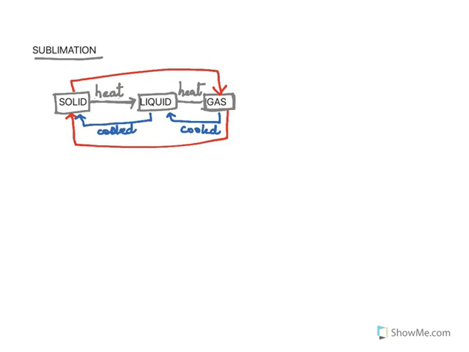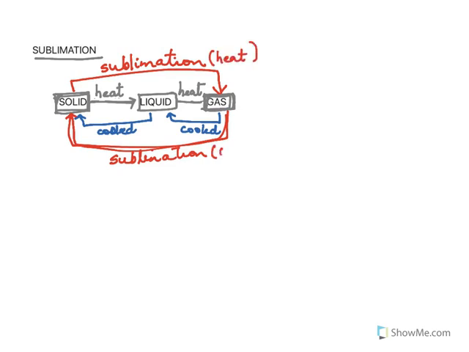This changing of a solid directly into a gas is called sublimation, or the changing of a gas directly into a solid is also called sublimation. However, here there is heating, and when a gas is cooled, it directly gets into a solid. This is called sublimation. Below are some substances that sublime.